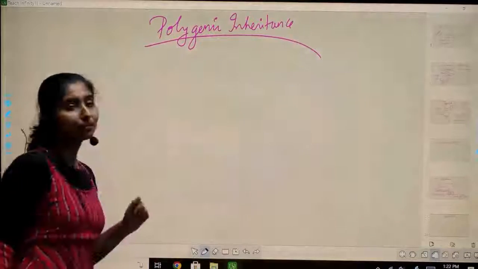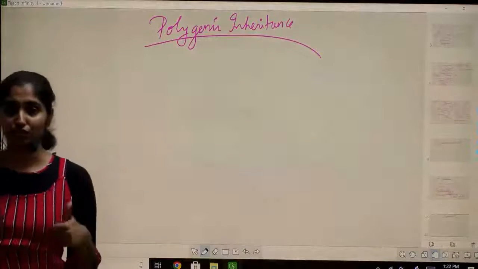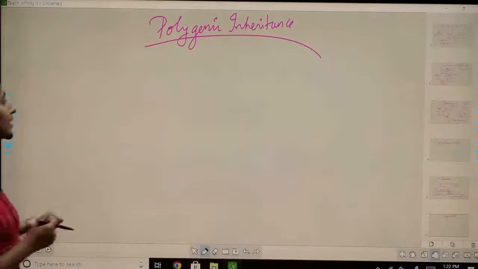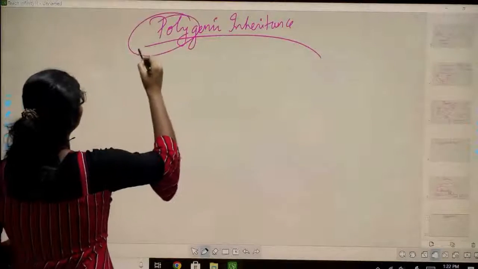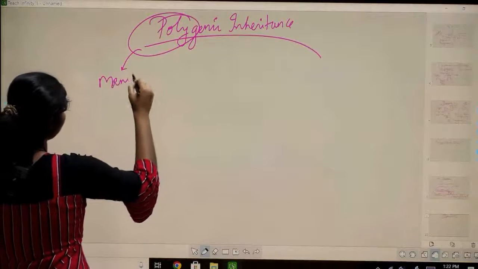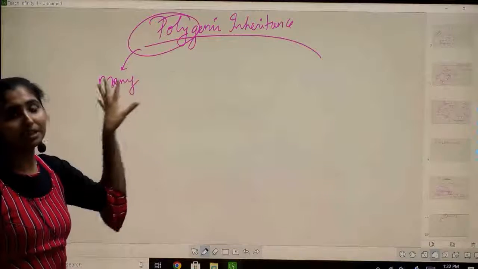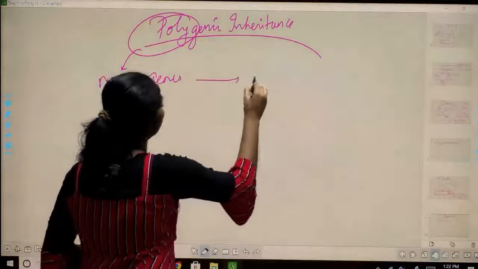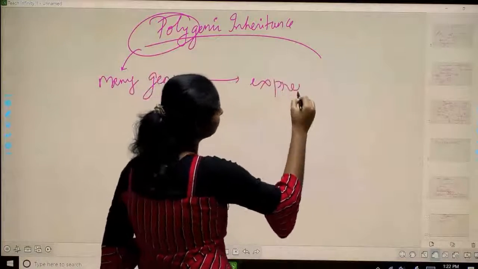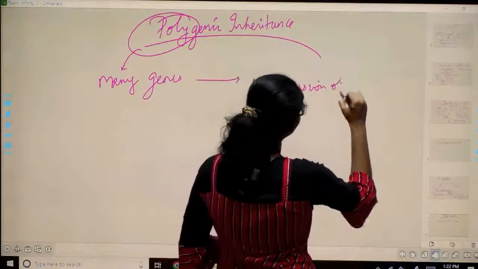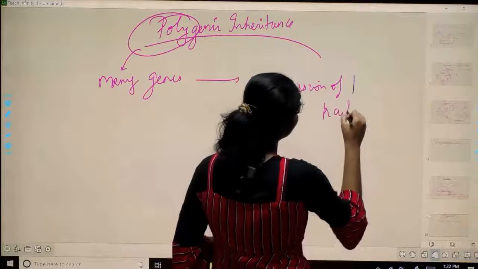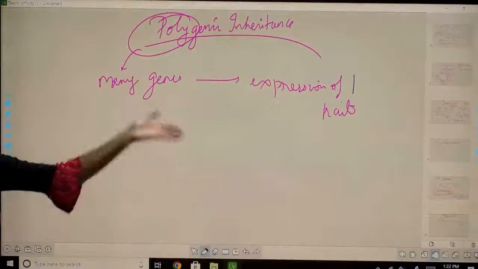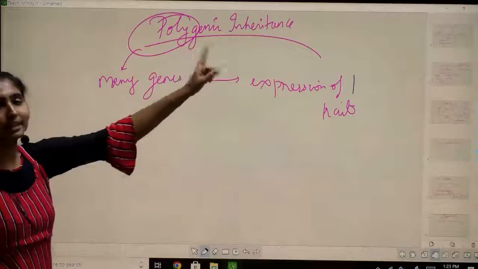Now in pleiotropy, what we had seen is one gene was responsible for more than one trait, whereas in polygenic inheritance, poly means many, right? So it's polygenic. Many genes together are responsible for the expression of one trait. So here, one trait is regulated, is influenced by many genes. Such an inheritance is known as polygenic inheritance.